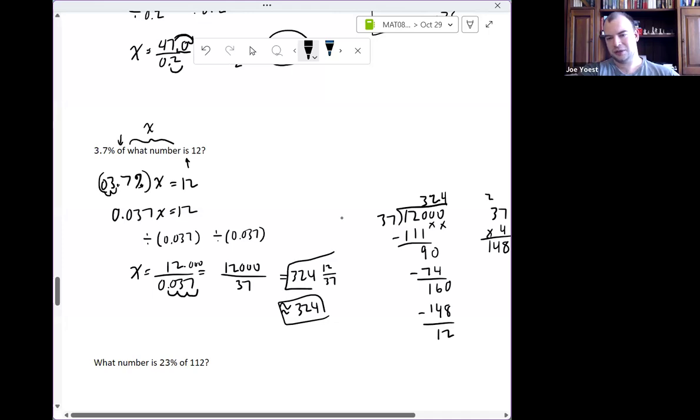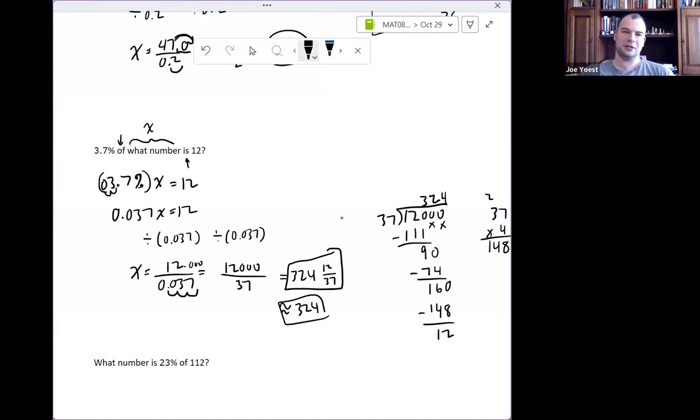So I could either write it this way, or if I wanted to, I could carry this out, 12,000.00, whatever, and get more decimal places of accuracy. But I suspect that with the 37 in the denominator, that's a prime number, it's probably not going to mesh very nicely with anything in the numerator. This is probably going to be a decimal that ends up repeating, and it's probably going to take quite a while to repeat. So for this one, I would probably just give an approximate answer of about 324.